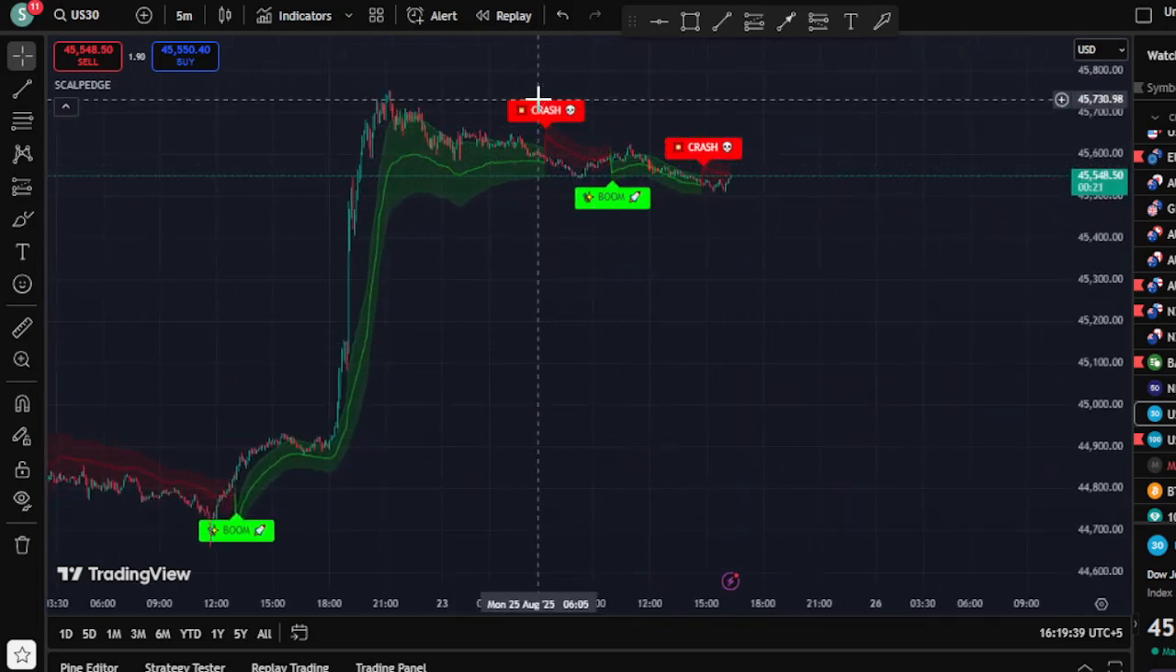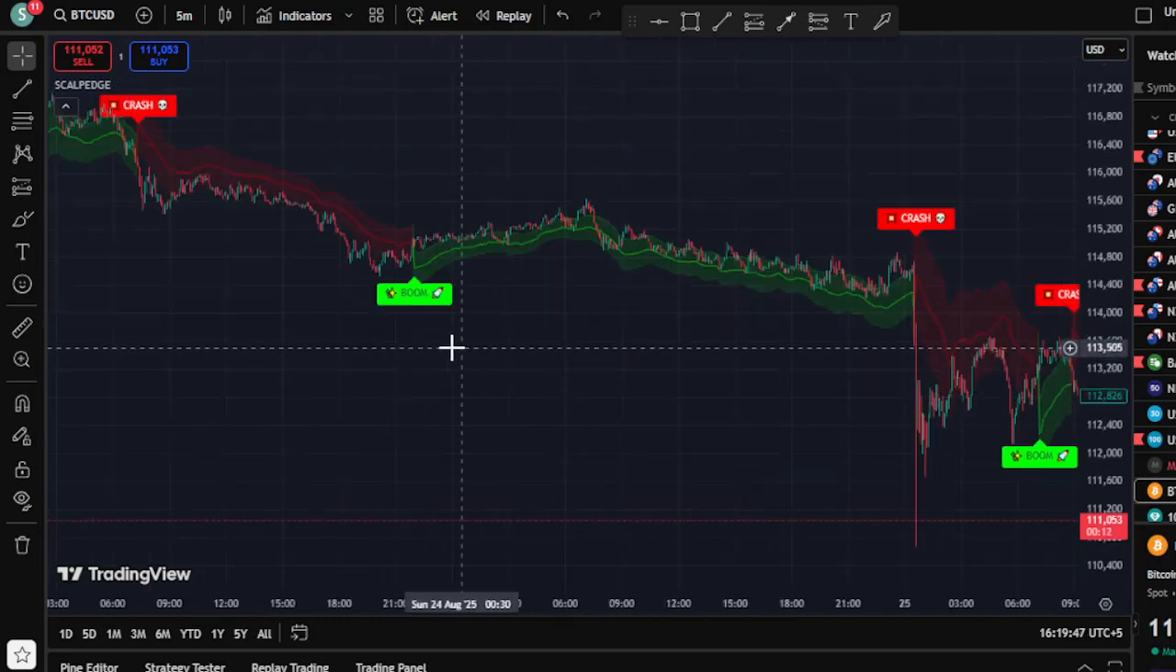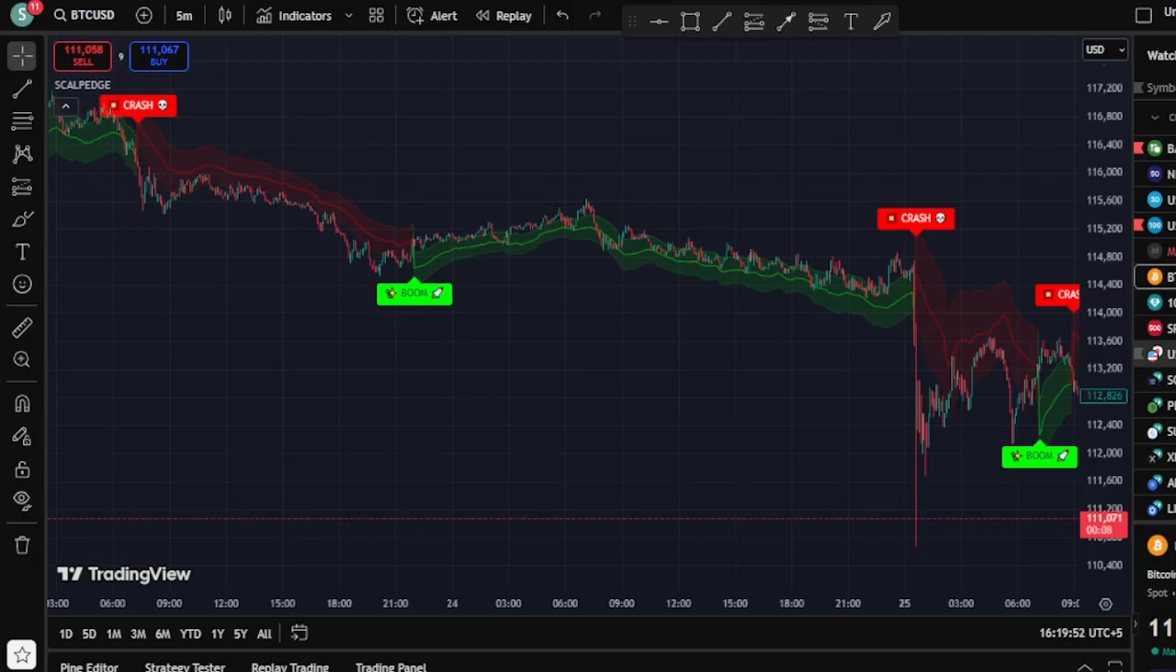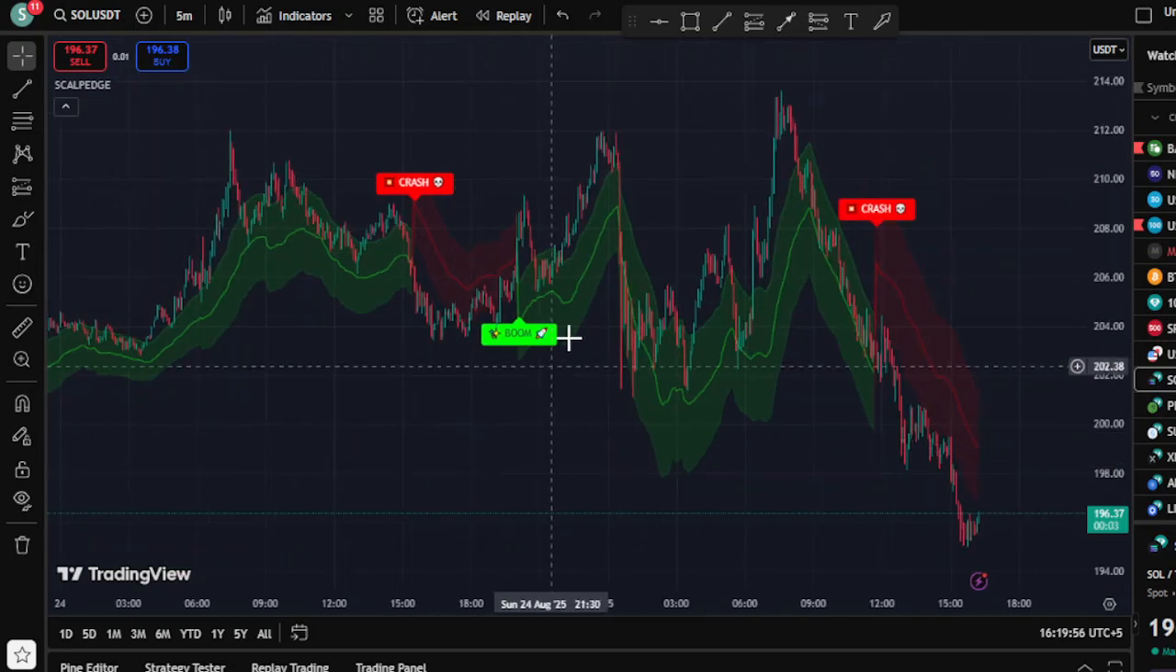Right now again, you can see this is the consolidation. Okay, let's have a look on Bitcoin. Bitcoin, the buy was only good for scalping, the crash worked perfectly fine, and if we go back, the boom went fine as well. So if you are a crypto trader or anything else, this indicator will work because it will keep you updated with the trends.